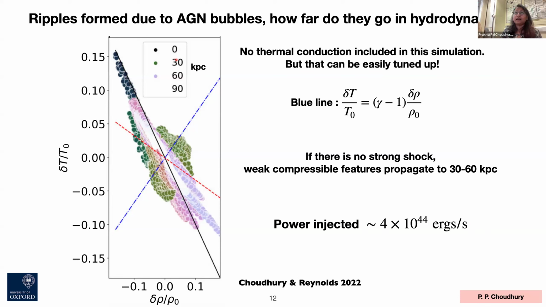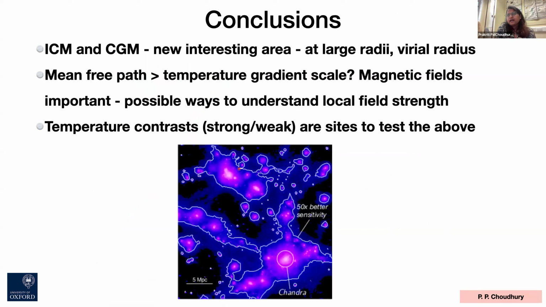So for example, these colors imply, green is 15 to 45 kpc, and purple is 45 to 75 kpc. That means there are some fluctuations at these large radii, which is quite interesting because, as I was saying, the sustenance of these fluctuations in clusters at large radii will imply simultaneously two things. With this, I will come to my conclusion.